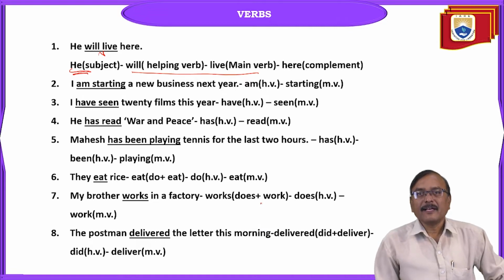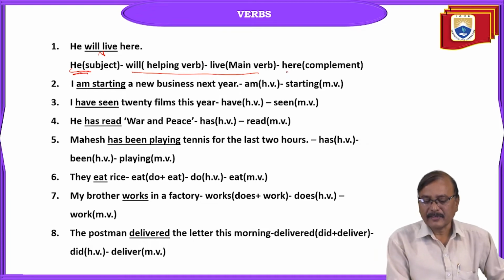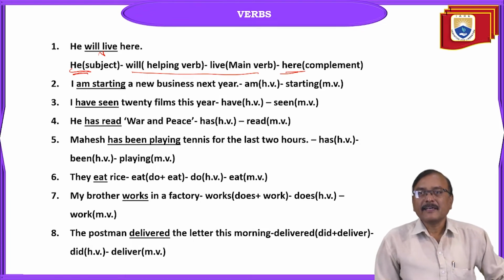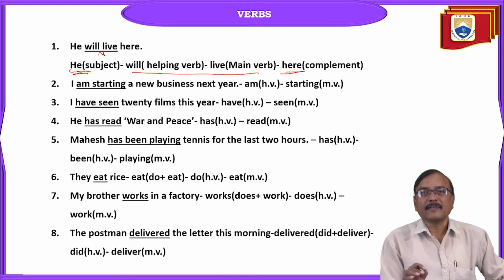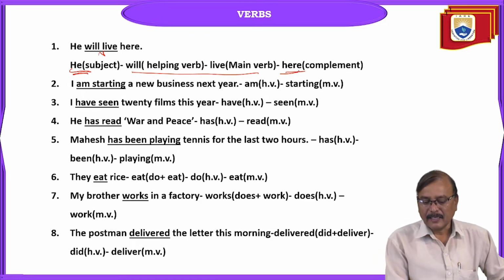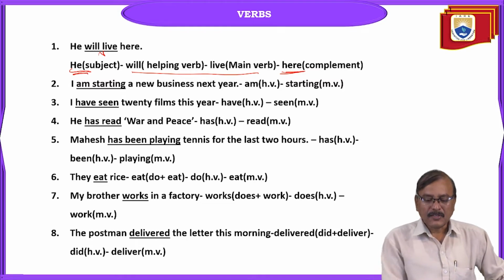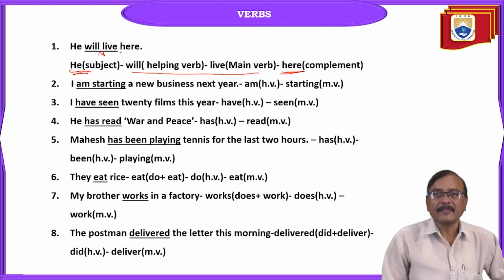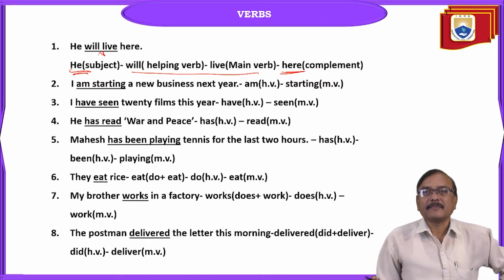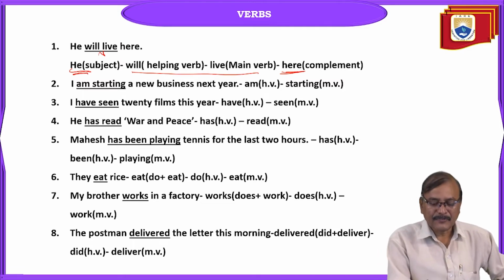He will live. So immediately you may question, he will live where? So he will live here. Is it clear? Here, this is not an object, it is a complement. Complement means which is used to complete the meaning of the verb. So if we stop the sentence here, he will live, the sentence is not completed.